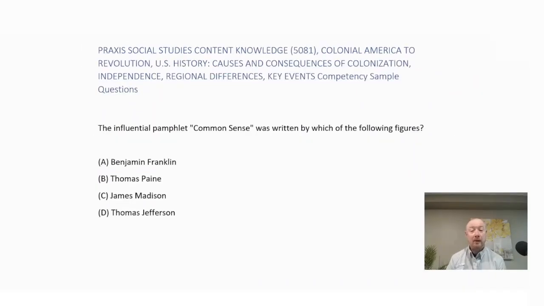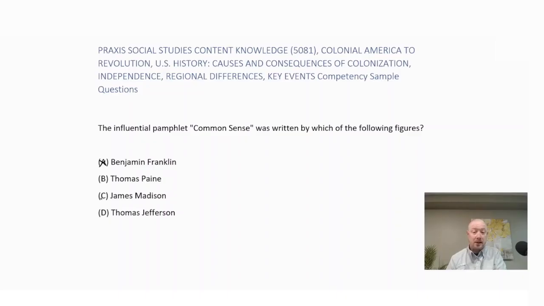The influential pamphlet Common Sense was written by which of the following figures? Is it A, Benjamin Franklin, B, Thomas Paine, C, James Madison, or D, Thomas Jefferson? All right, so let's eliminate some possibilities here. I'm going to eliminate Benjamin Franklin. So Benjamin Franklin was a diplomat and one of the founding fathers, but he was actually in France trying to secure alliances at this time.